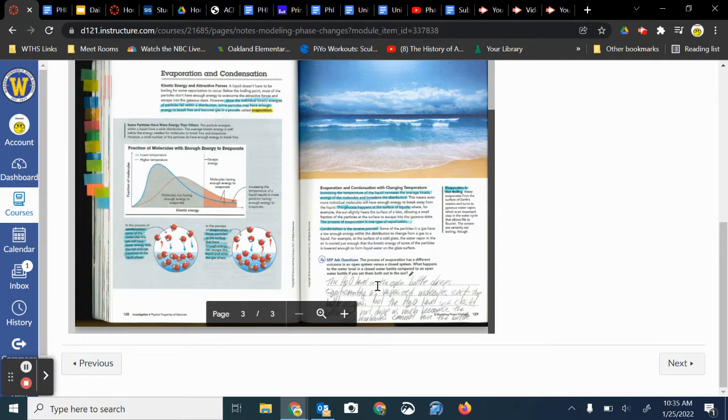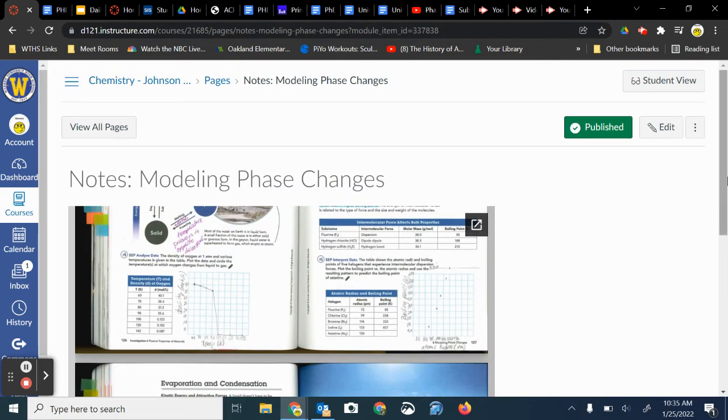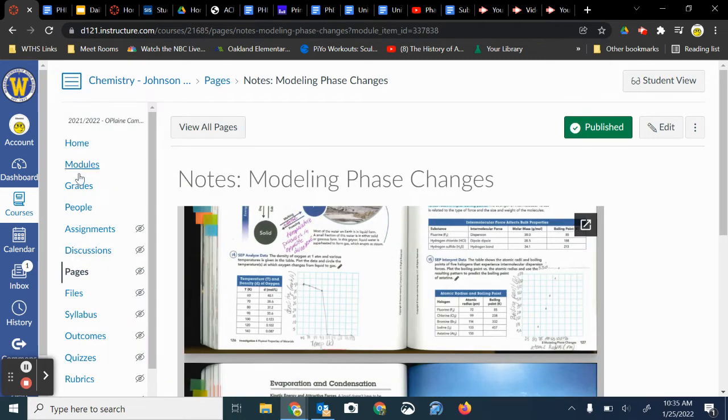And then number 16 here is our answer as well. So this is the main part of our activity together today. So you want to make sure to read and answer those questions.